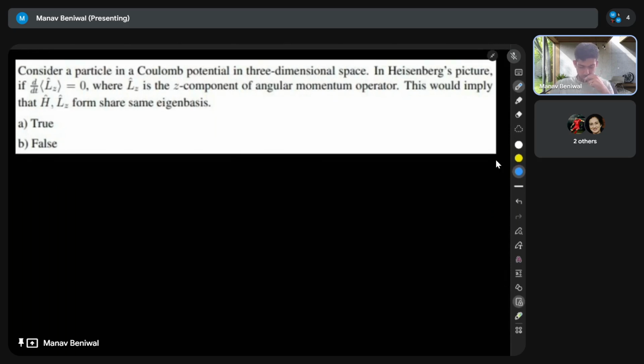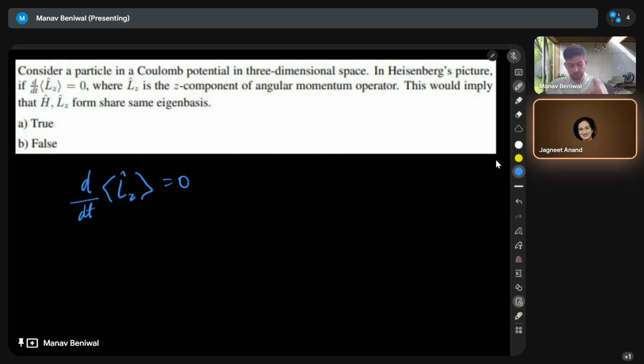Okay, moving on, we have a particle in a Coulomb potential in 3-dimensional space. In the Heisenberg picture, we are given that d by dt of Lz is 0, where Lz is the z component of the angular momentum. This would imply that H comma Lz form the same eigenbasis. So is it true or is it false? True. Yeah, so this is true.